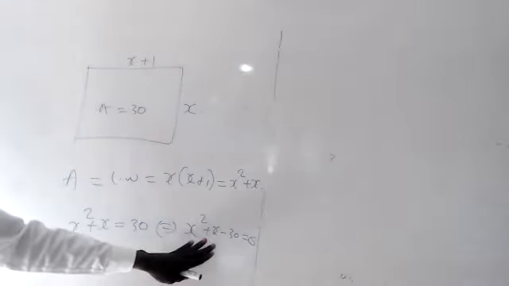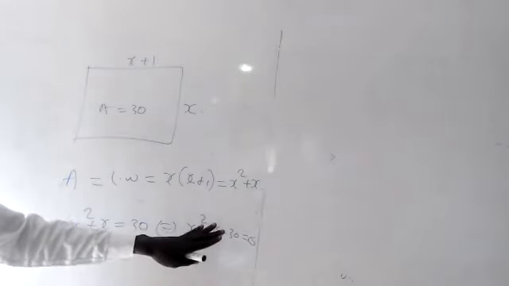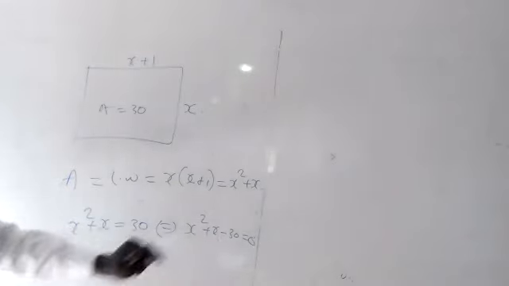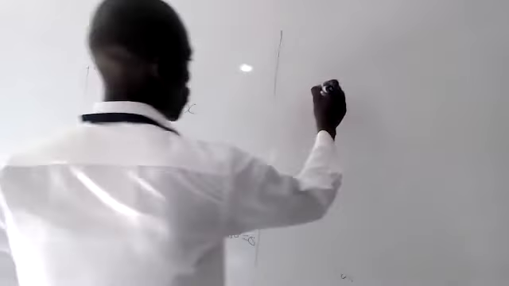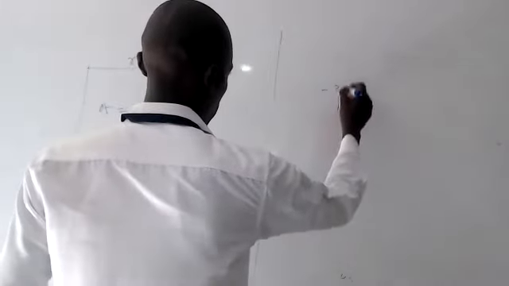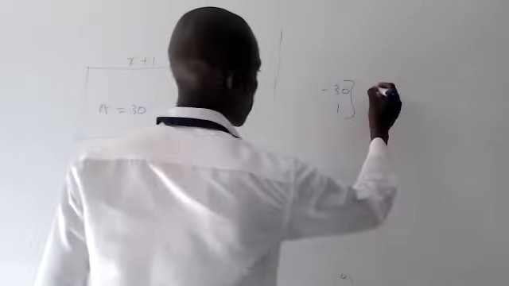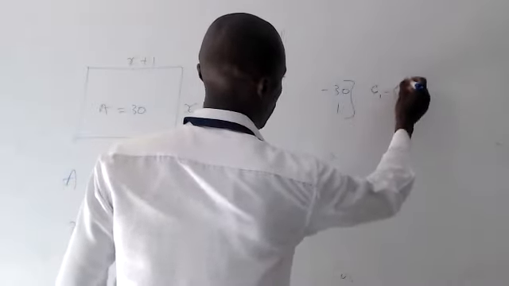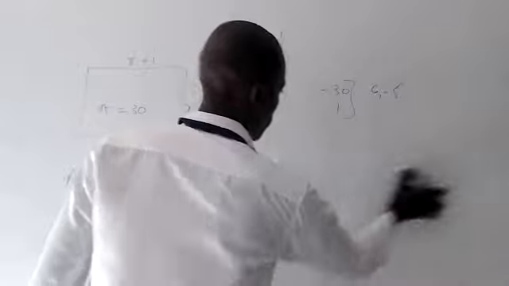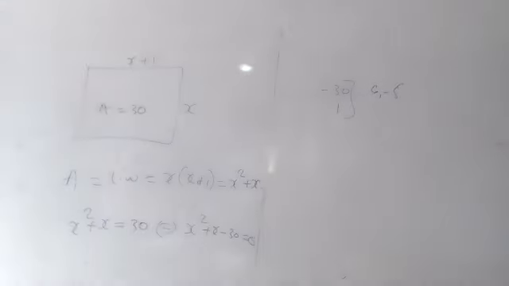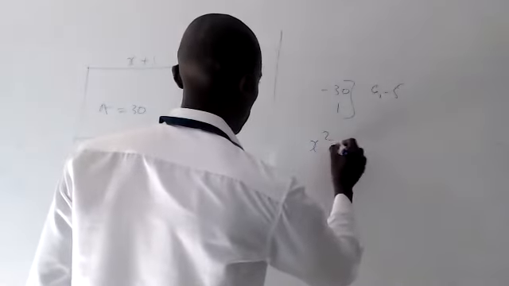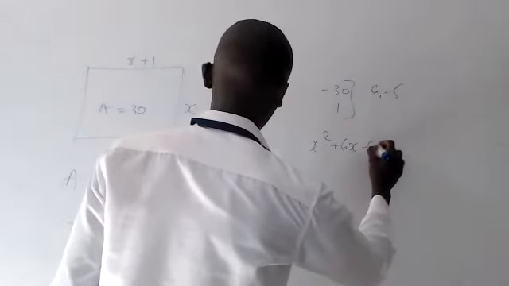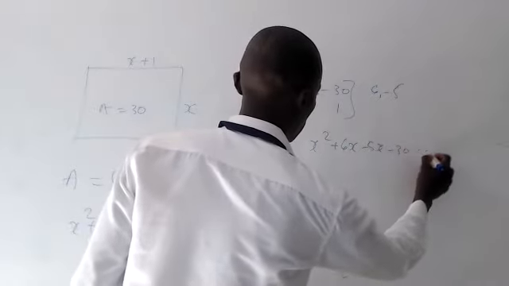Then use any of the methods you know to compute the roots of this equation. I want to use factorization. So I'm looking for two numbers whose product is minus 30 and sum is 1. If I pick 6 and negative 5, 6 times minus 5 is minus 30, and 6 plus minus 5 is 1. So we can write this as x squared plus 6x minus 5x minus 30 is 0.